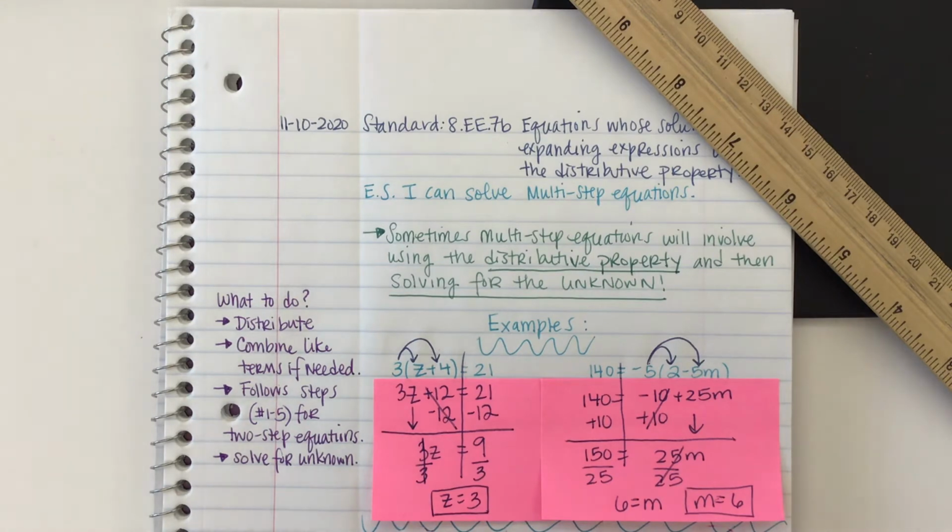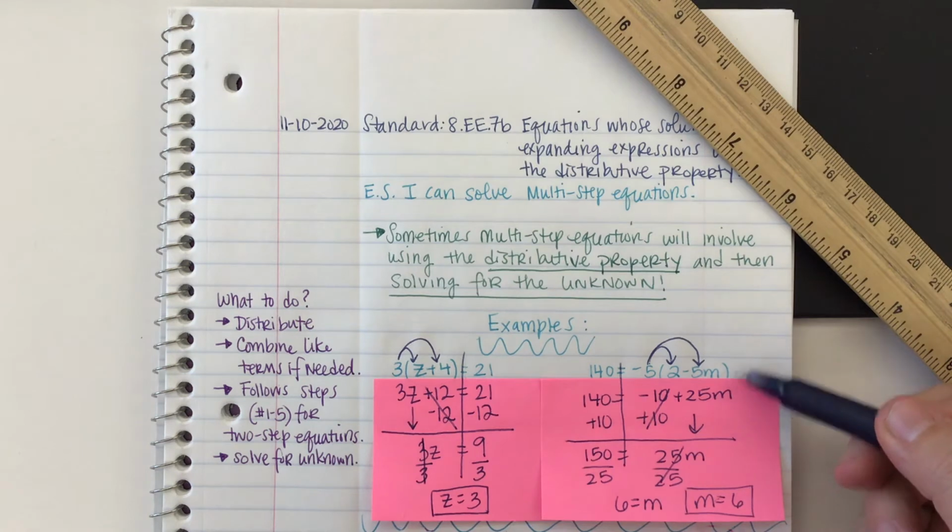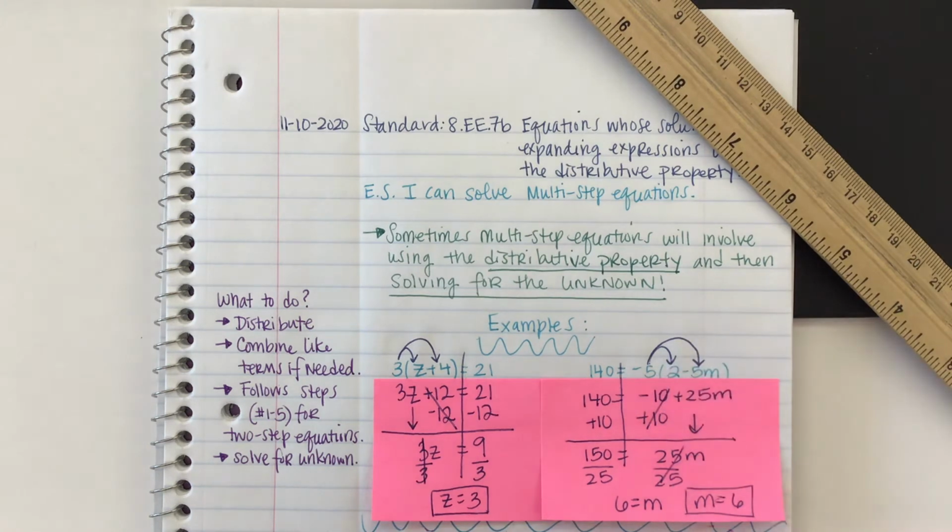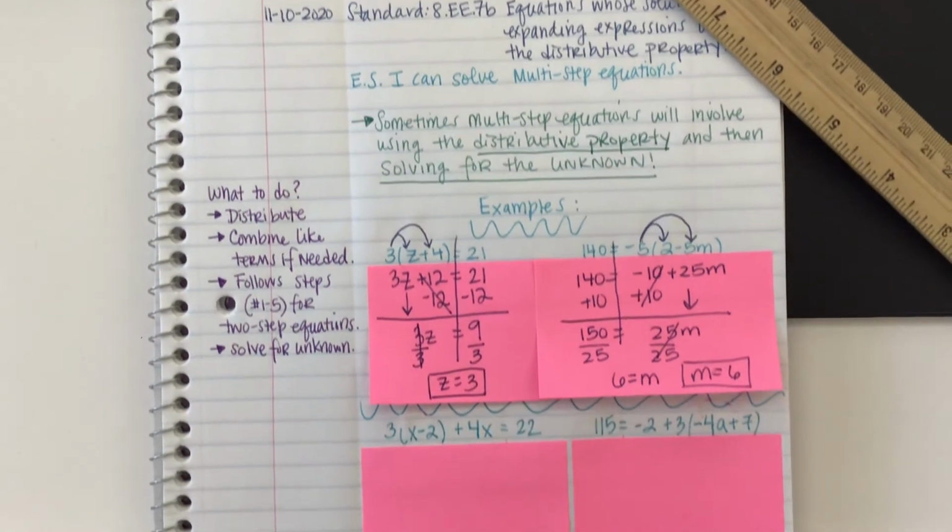Now remember, a couple ways that you can double check your work. You can take whatever your variable is equal to and plug it back into your equation to see if this is indeed 140. If it is, your answer is correct. And if it isn't, that probably means you went wrong somewhere, and just double check your work. Okay, moving on.